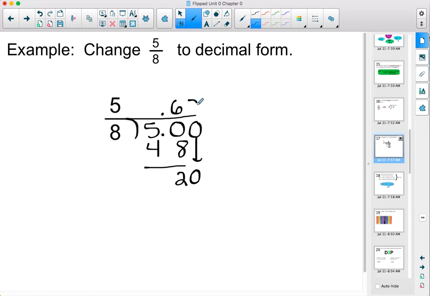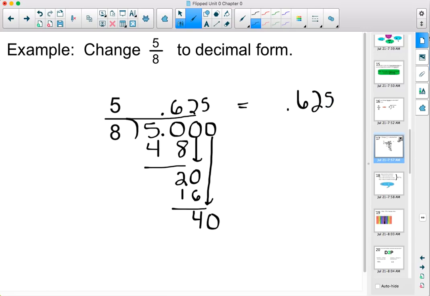8 goes into 20 twice. That gets me a 16. Subtract and I get 4. Bring down one more 0. Make this guy a 40, and 8 goes into 40 5 times. Okay, so 5/8 as a decimal is 625 thousandths. Pretty easy, right? Let's keep going.